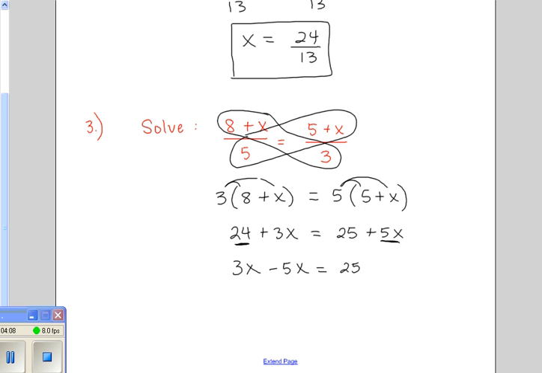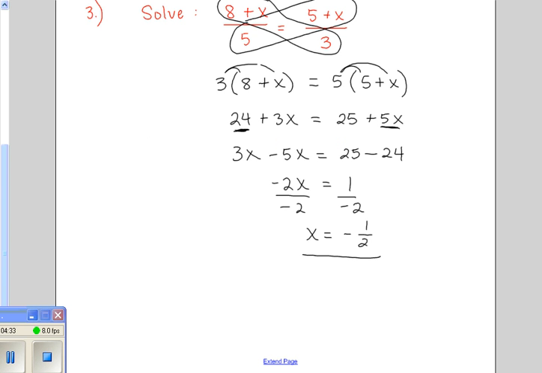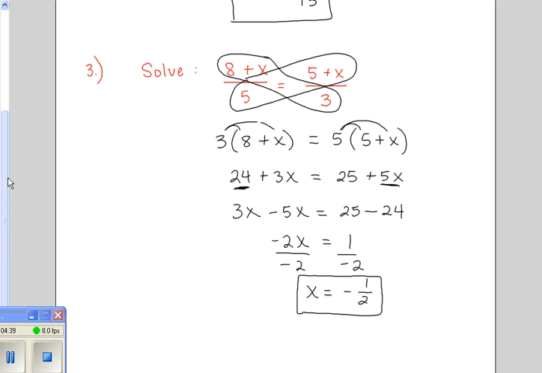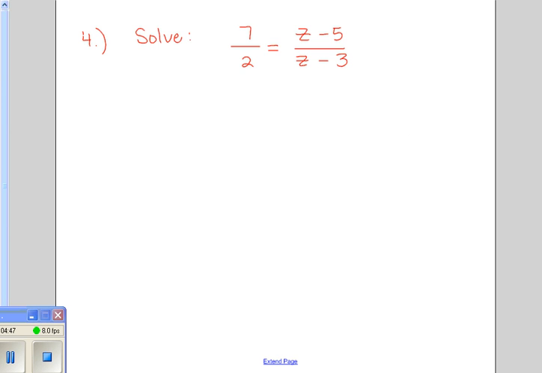If we want to move the 24, it's positive here, so to move it, I have to subtract. So 3x minus 5x would be a negative 2x. 25 minus 24 would be 1. And then our last step is to divide by negative 2. So my solution would be x is equal to negative 1/2. And again, that doesn't reduce, so we just keep it as negative 1/2. So a little more steps to this one, but it's still using that cross product property. Okay, let's look at example 4.